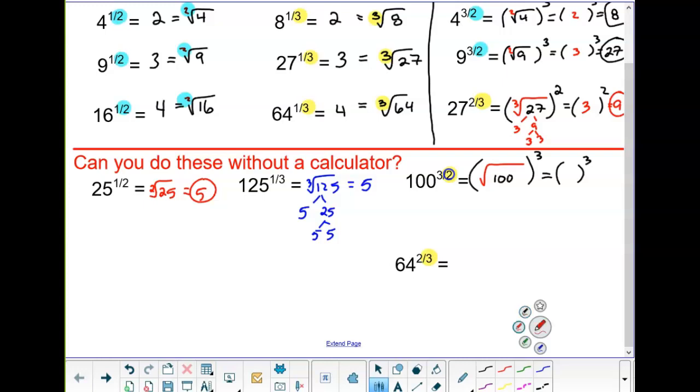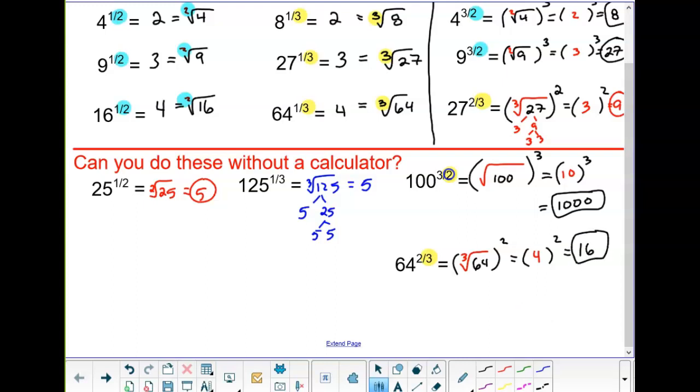And then we take the square root of 100, we get 10. And then it tells me to do 10 times 10 times 10, which is 1,000. Right, the next one. Now I have a numerator of 2, so that's going to be pulled out. And the divide by 3 is the cube root of 64. And we know that the cube root of 64 is 4. And then 4 squared is 16. Okay.